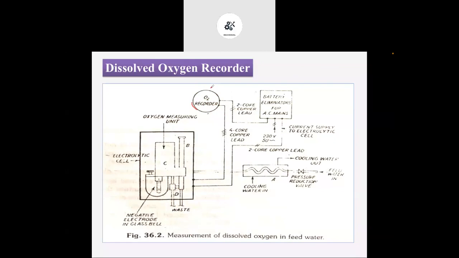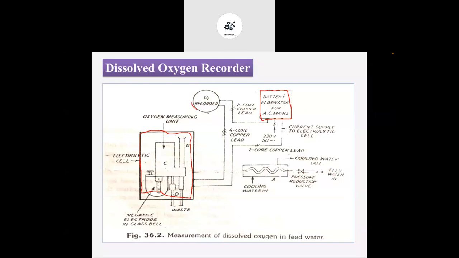Now, for measurement of the dissolved oxygen, we are using a measurement device called a dissolved oxygen recorder. You can see this is the dissolved oxygen recorder. This is the circuit that we are going to see. These are the recorders placed here. Continuous recording of the oxygen is going on, and the readings are recorded into the recorder. A battery is also provided for the working of this instrument. This is the main instrument.